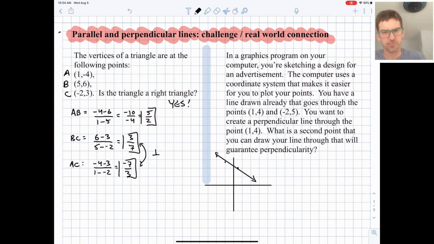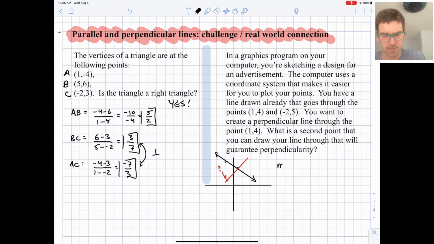You want to create a perpendicular line through the point (1, 4). So we want to find this line, and then we want a second point, some other point on the line that ensures it gives us a perpendicular line. So we're looking for a different point on that red line. Okay, cool. We got that problem statement figured out. So let's find the slope of our given line first.